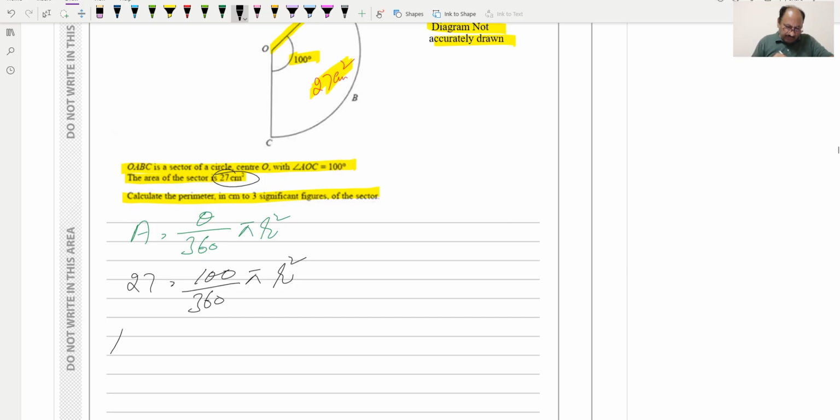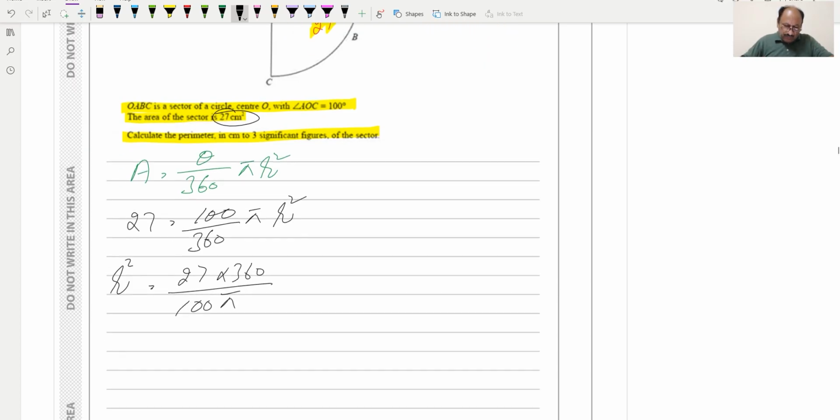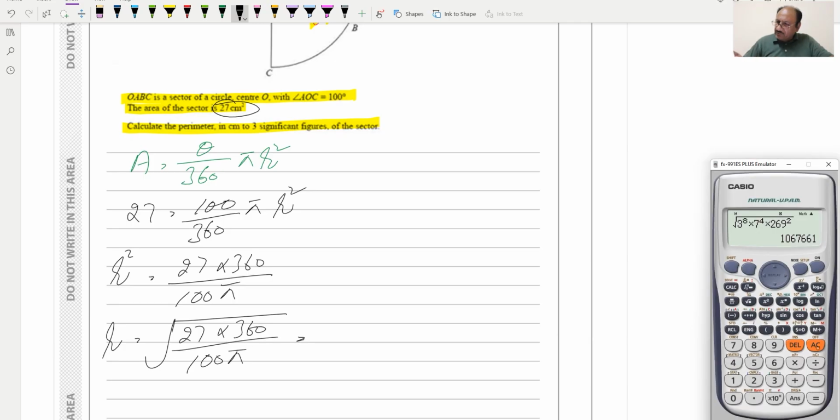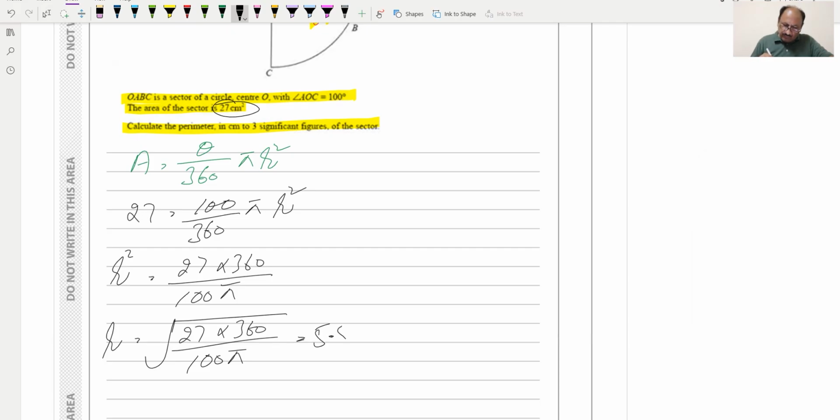We can find r squared, which will be equal to 27 into 360 divided by 100 pi, and the r value will be equal to the root of 27 into 360 divided by 100 pi. This r value we can find: 27 multiplication 360 over 100 pi, and this is equal to 5.56. We can write this in centimeters.